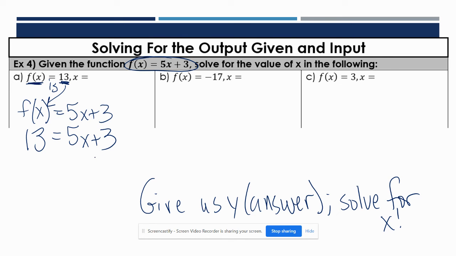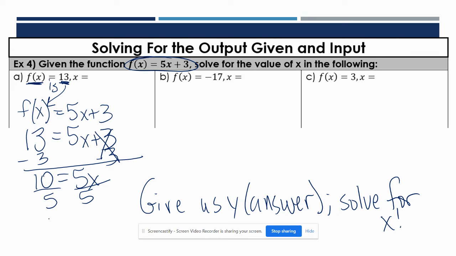The opposite of adding 3 is subtracting 3. 13 minus 3 is 10. Keep the 5x. 3 minus 3 is 0. The opposite of multiplying x by 5 is dividing x by 5. 10 divided by 5 is 2. And so x is 2.